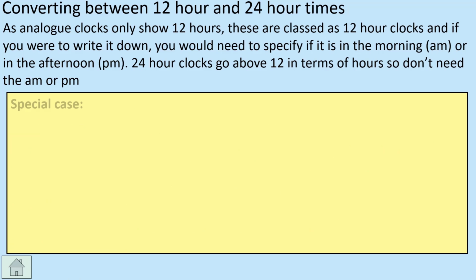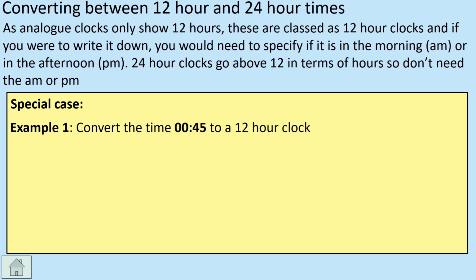Okay, right, and there's a little special case, and this is the one I was talking about, and these are the ones to be aware of, really. So when you've got a time like this, 00:45, to a 12-hour clock. Now this is early in the morning. Really early in the morning. It's midnight, and then we're just after midnight, and we've reset because we're in a new day. We are 45 minutes into a new day, and it's 00:45. And if we want to convert that to a 12-hour clock, well, if you think about midnight being 12 AM, then this would be classed as 12:45.